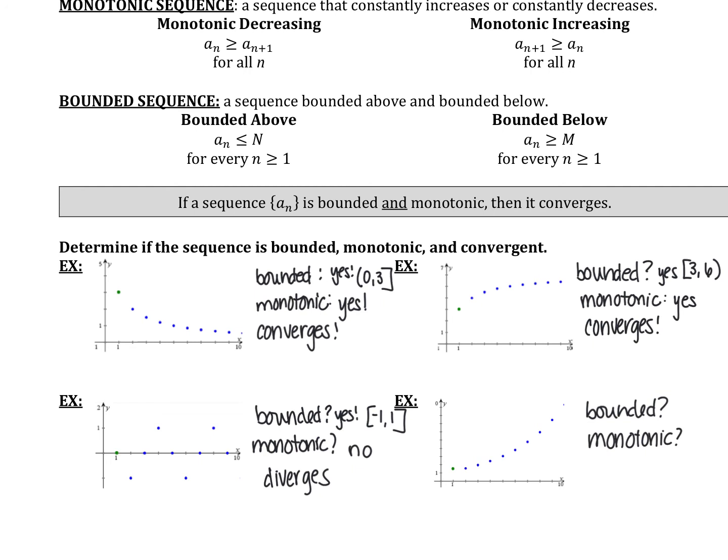What about the fourth one? Well, the fourth one is a problem because it's not even bounded. It starts at 1, we'll call that, and then appears to go to infinity. Each value gets a little bit higher than the one next to it. So it is monotonic, it is increasing, but it's not bounded. It just keeps going up and up and up. So therefore, we would say this diverges.